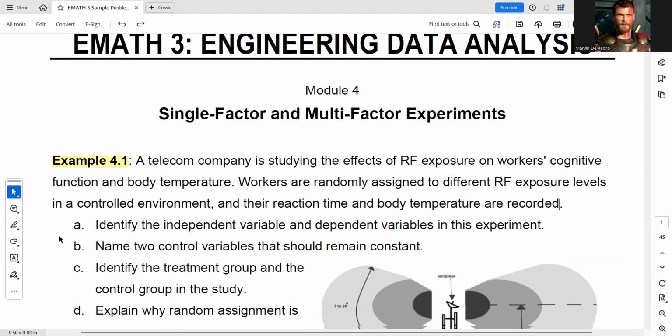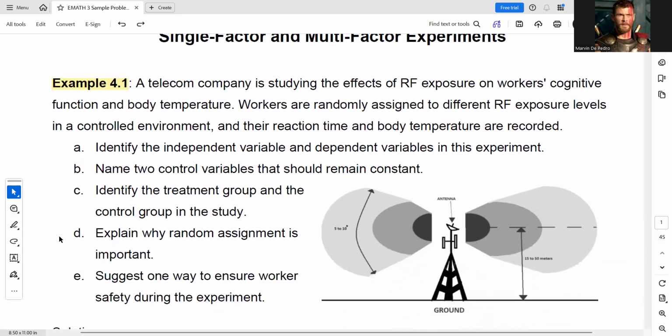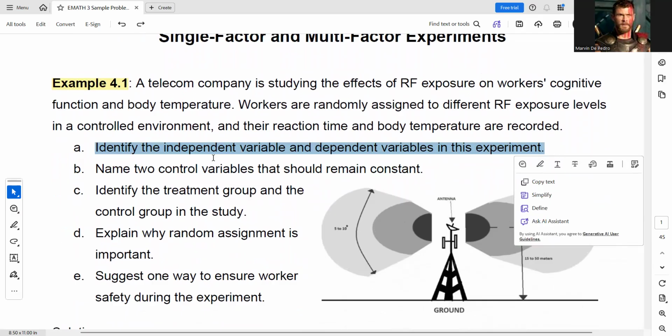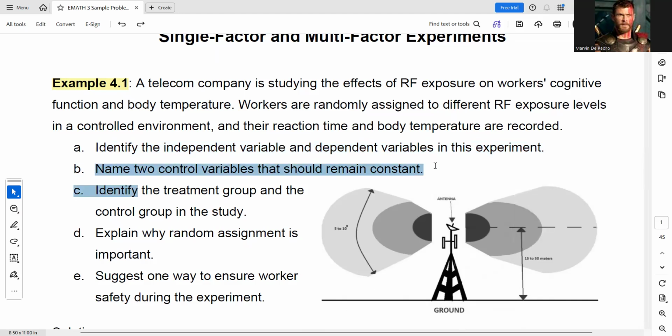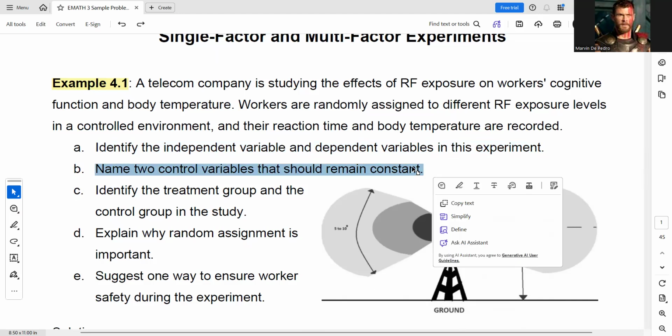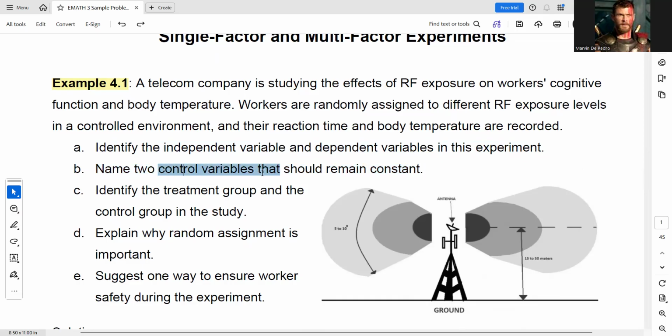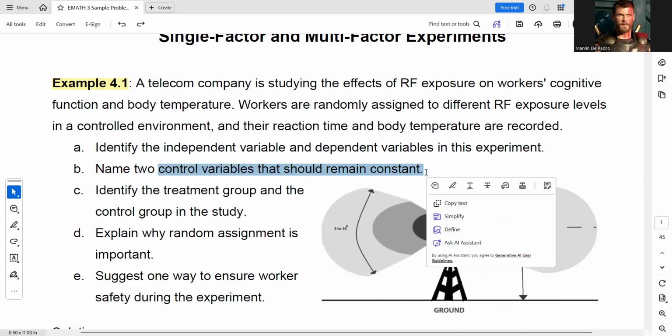Okay, so we are asked with these questions or instructions. First one, we are asked to identify the independent variable and dependent variables in this experiment. We also have to name two control variables that should remain constant. When we say control variables, these are things that must be common in two groups that we are experimenting on, and they should remain constant or the same within the two groups.